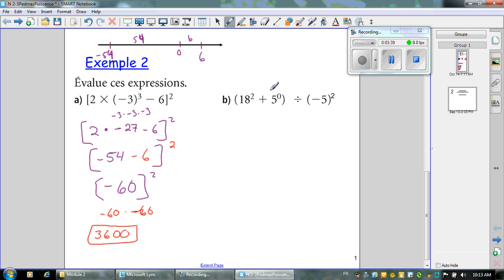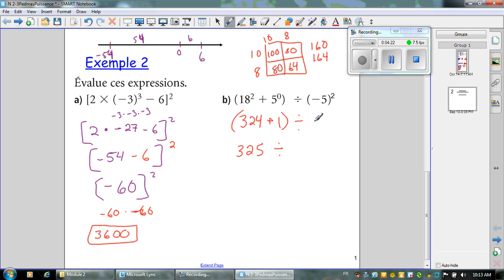Second one. So here, you're going to have to do your exponents first inside the bracket. So 18 squared. Well, if you can't do that, you can use your area model. 10 and 8. 10 times 10 is 100, plus 80, plus another 80, plus 64. So that's 160 plus 164, so that's going to be 324. So 324 plus 5 to the exponent 0, which is 1. So I have 325.